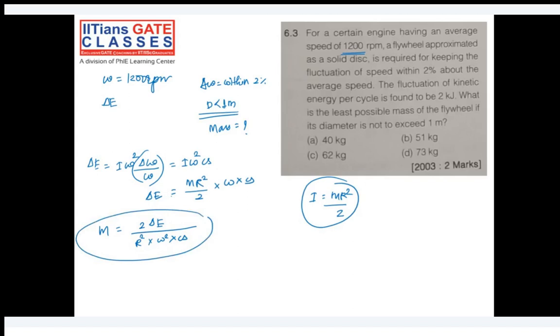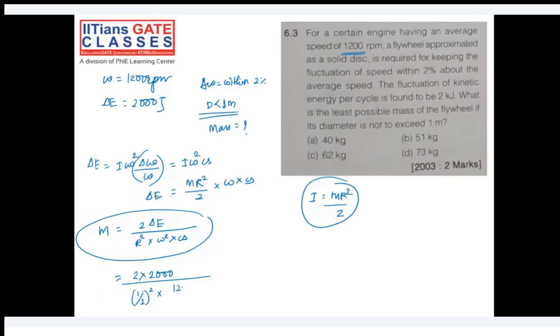Now I expect the solution from you. So 2 into delta E, what is it? Change in the kinetic energy, that is 2 kilojoules. So it's 2000 joules, right? 2 into 2000. Diameter is 1, so radius is 1 by 2, that is r square, into omega. Omega is 1200 rpm.